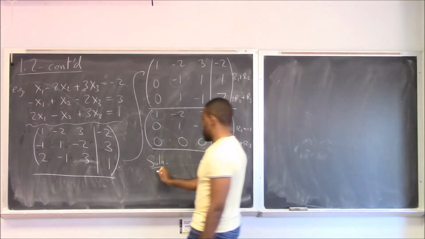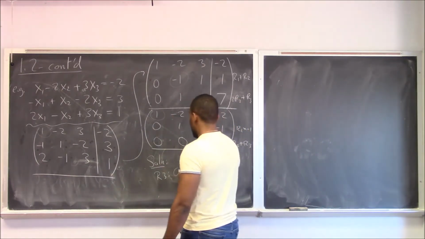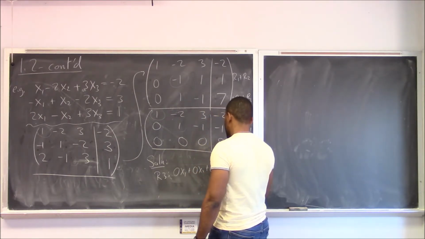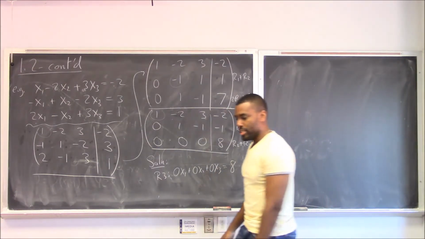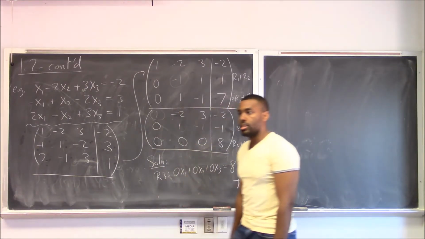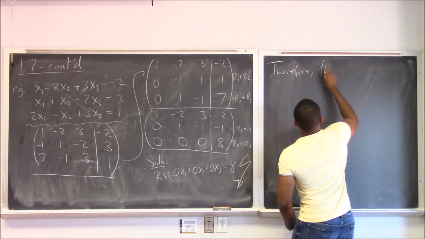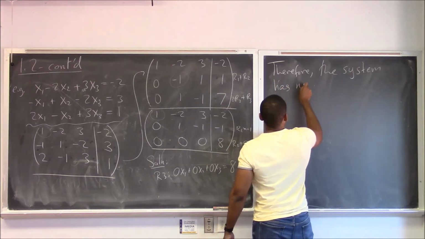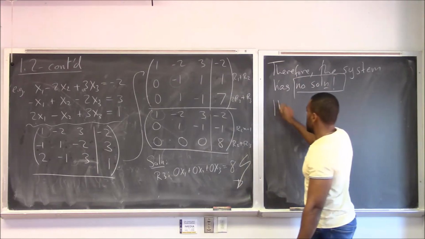But now as we start from row 3, we realize something curious happens. Row 3 tells us that 0x1 plus 0x2 plus 0x3 equals 8. 0 equals 8 is what this tells us. That is obviously absurd. Right? That does not make any sense. Therefore, the system has no solution. The system here has no solution. It is inconsistent.